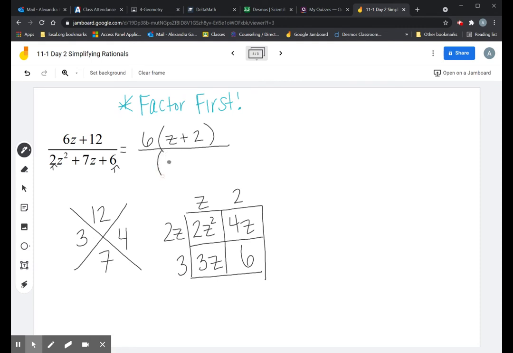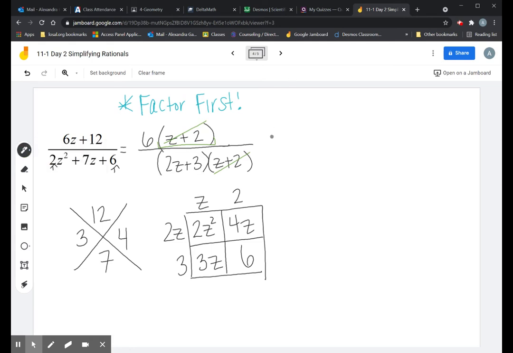So my parentheses in the denominator are 2z plus 3. So the order won't matter as long as we've got both of these parts here. And so I always check in the numerator. So 6 can't cancel with anything outside the parentheses, so it's going to stay. Z plus 2, is there the exact same z plus 2 in the denominator? Yes, there is, so I can cancel it.